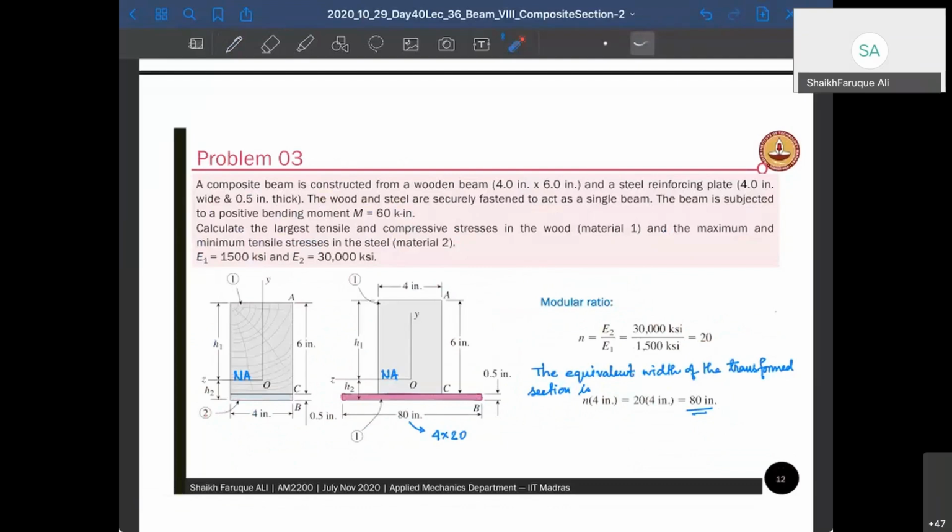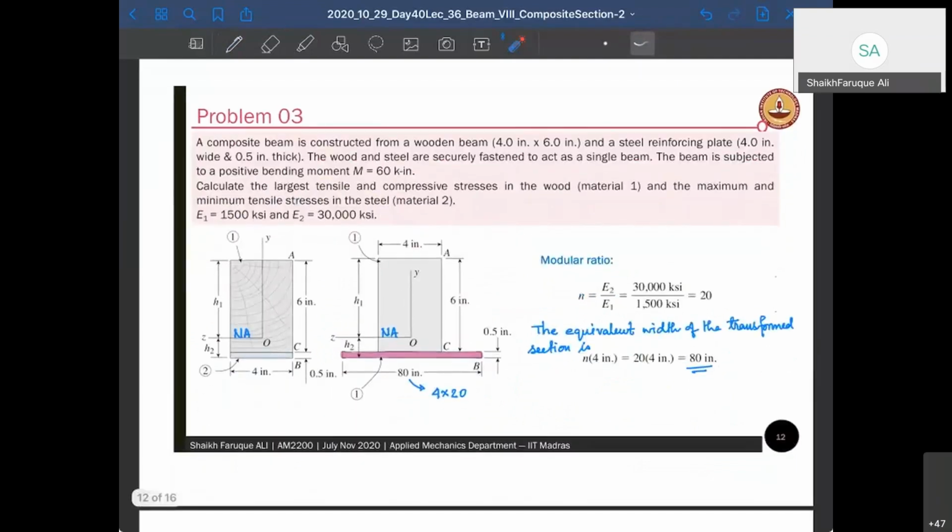This is the problem we took in the last class, if you remember. It was a wooden member, a rectangular wooden cross section, and at the bottom there was a material made of steel, a metallic material, which has been attached firmly with the wooden material. And we have been asked to find stresses at points A, B, and C. How do you do that? First thing is we need to find the modular ratio.